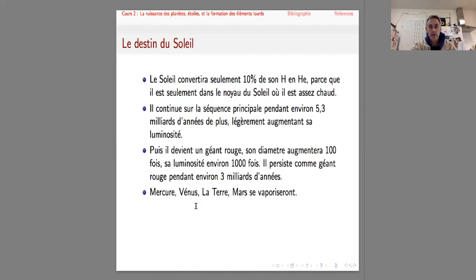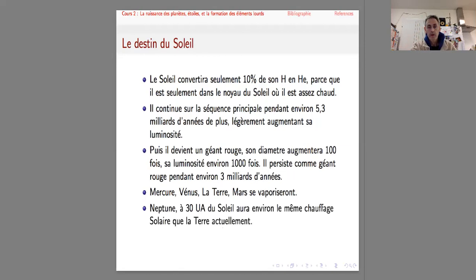And unfortunately for life on Earth, the inner planets will be evaporated, but interestingly, at 30 astronomical units, Neptune will receive approximately the same intensity of solar radiation as the Earth currently gets.